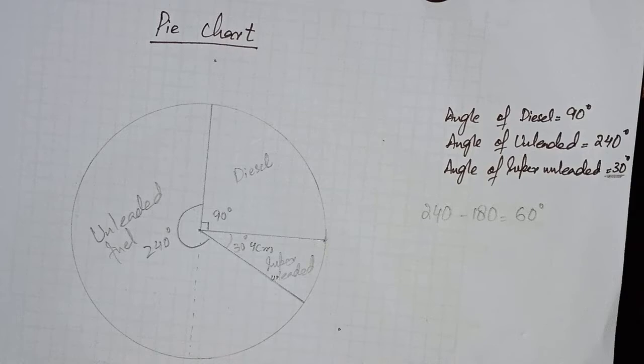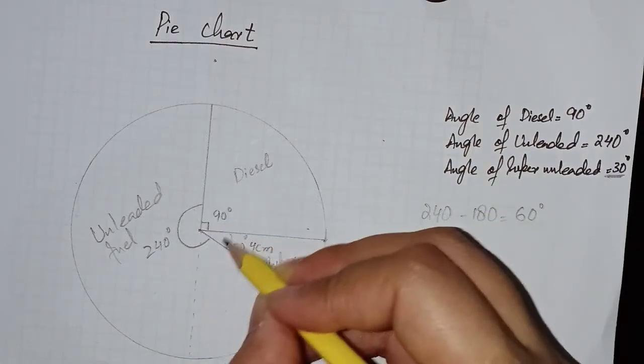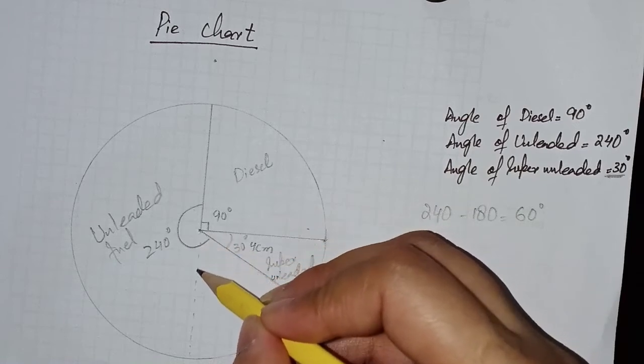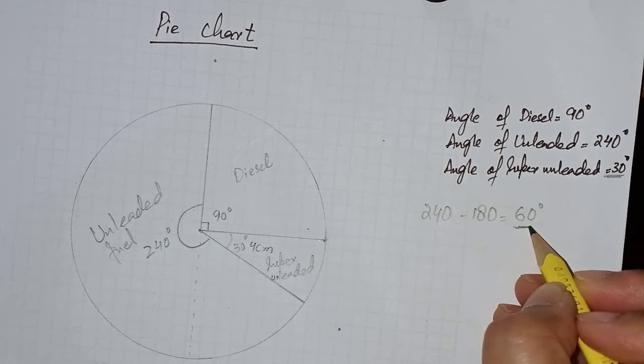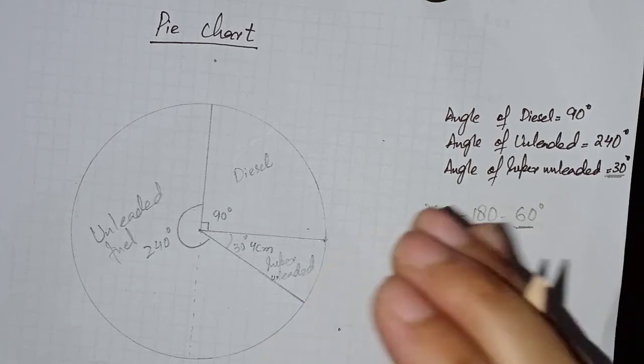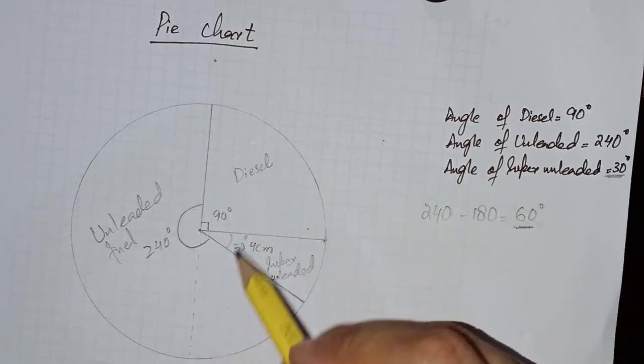So it's up to you: either draw the 30 degrees first and the remaining angle will be 240 degrees, or first mark 180 degrees and with the help of this line mark the remaining angle, that is 60 degrees. So this is how we will plot a pie chart. I hope you have understood this.